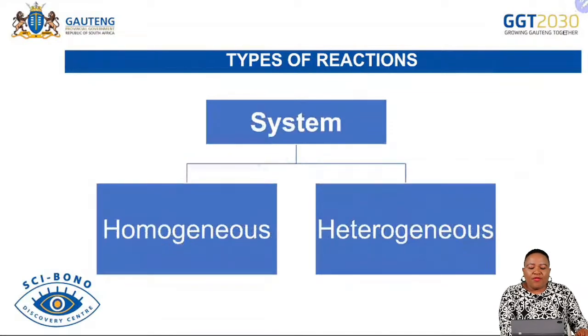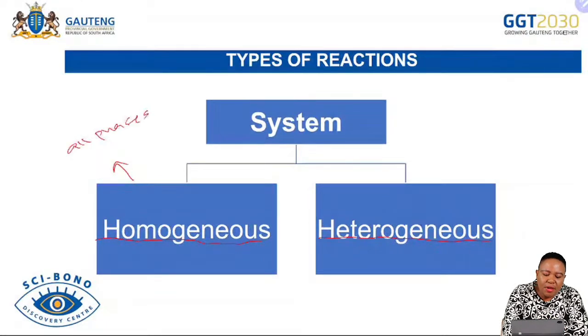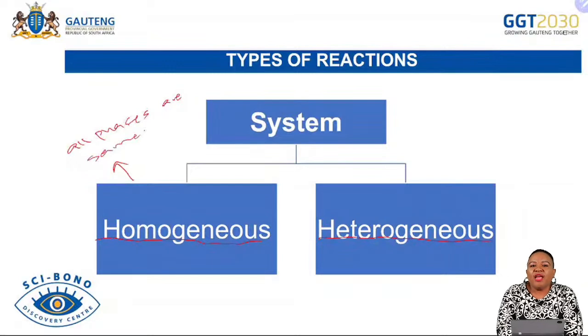And we also have two types of systems, which are referred to as homogeneous and heterogeneous. When we refer to a homogeneous system, we refer to a system whereby all phases of the reactants and products are the same. All phases are the same, meaning that if reactants are gases, the products that are formed will also be gases. If they are aqueous, the product will also be aqueous.